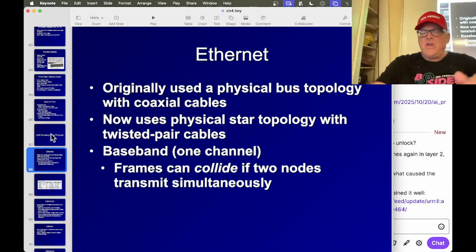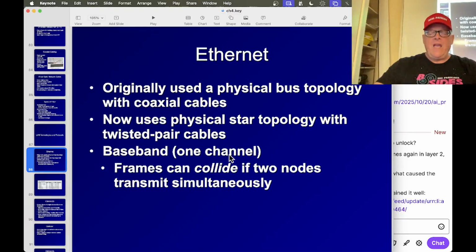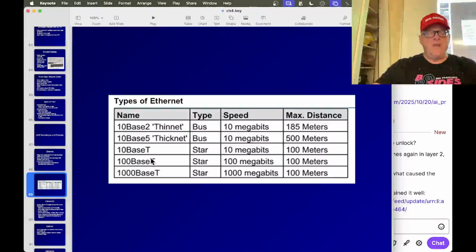So Ethernet is the most common technology used on a local area network. You have one cable per device. That's a physical star topology with twisted pair cables, and it's baseband, which means every cable is used completely by one device. Now, if two nodes transmit simultaneously, frames can collide and destroy each other.